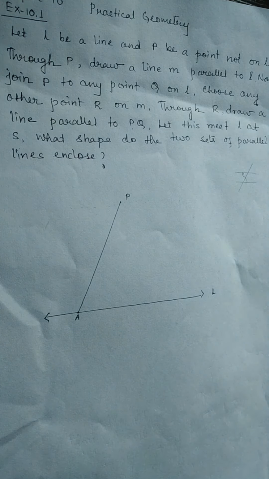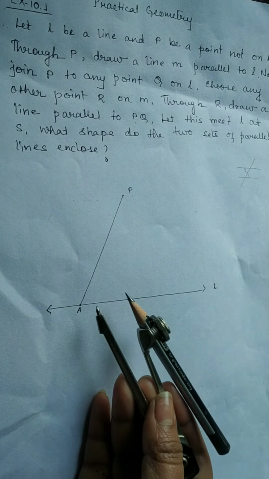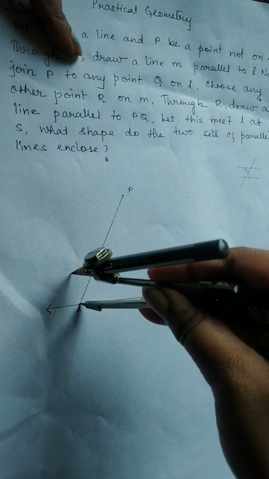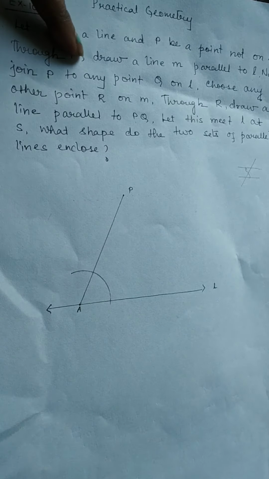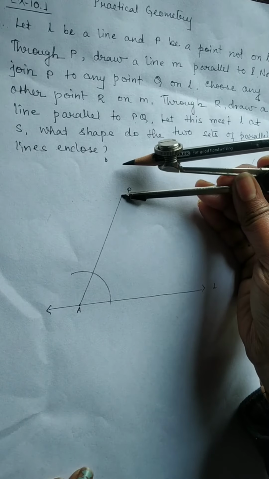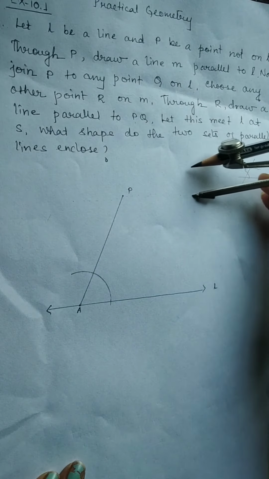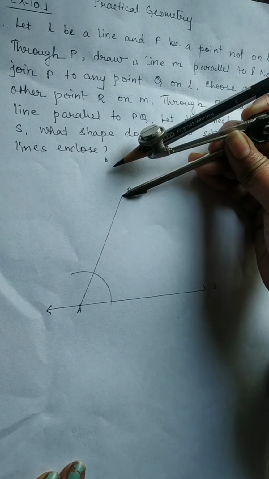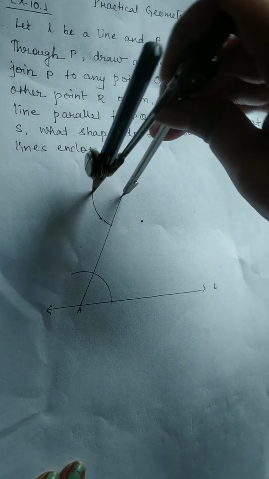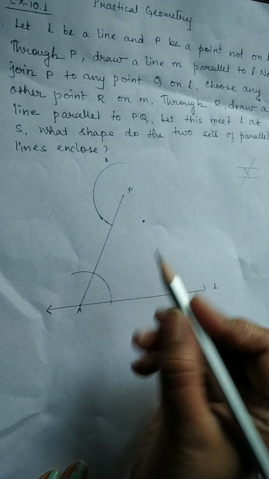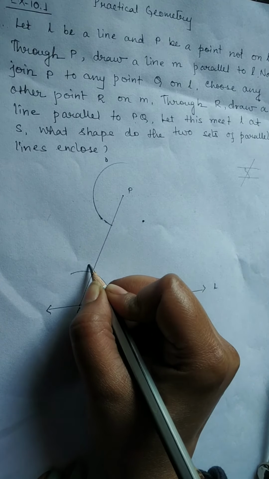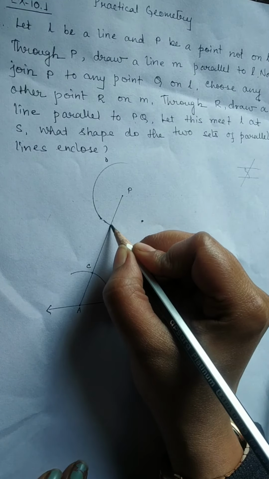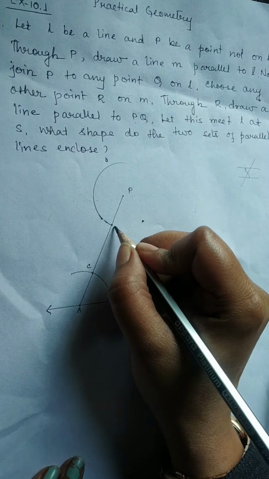Now we will have to take the angle. For this we'll just open up the compass, and from A point we'll take any measurement. From A point we will have to draw an arc. Okay, with the same measurement from P point, since we will have to draw a line M which will pass through the point P, that's why we'll put the needle of the compass at P point and we'll draw an arc like this. Now suppose this arc meets at point B, and on the transversal at point C, and this is another arc which got the transversal at point D.